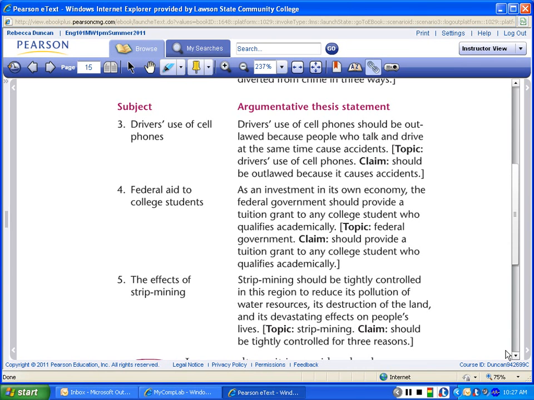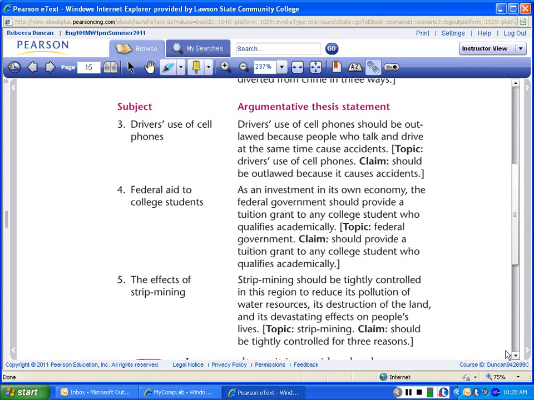Drivers' use of cell phones, probably update that to even texting and driving, and some states have outlawed it, and some communities, the community I live in currently, just last year outlawed texting while driving. If you're caught texting while you're driving, you can be ticketed and fined. Some people don't think that's right, and other states or cities don't have that. Here's a claim: drivers' use of cell phones should be outlawed because people who talk and drive at the same time cause accidents. Well, you might go, well, some people do, but not me.